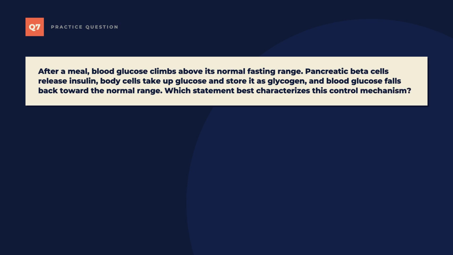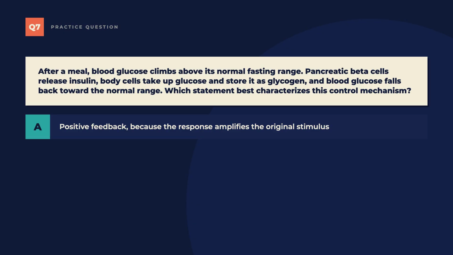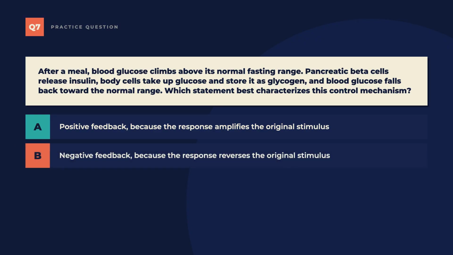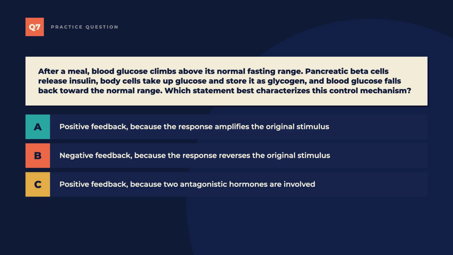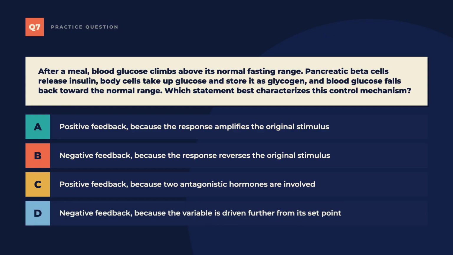Your options are: A. Positive feedback because the response amplifies the original stimulus. B. Negative feedback because the response reverses the original stimulus. C. Positive feedback because two antagonistic hormones are involved. D. Negative feedback because the variable is driven further from its set point. Don't overthink it, which one feels right?